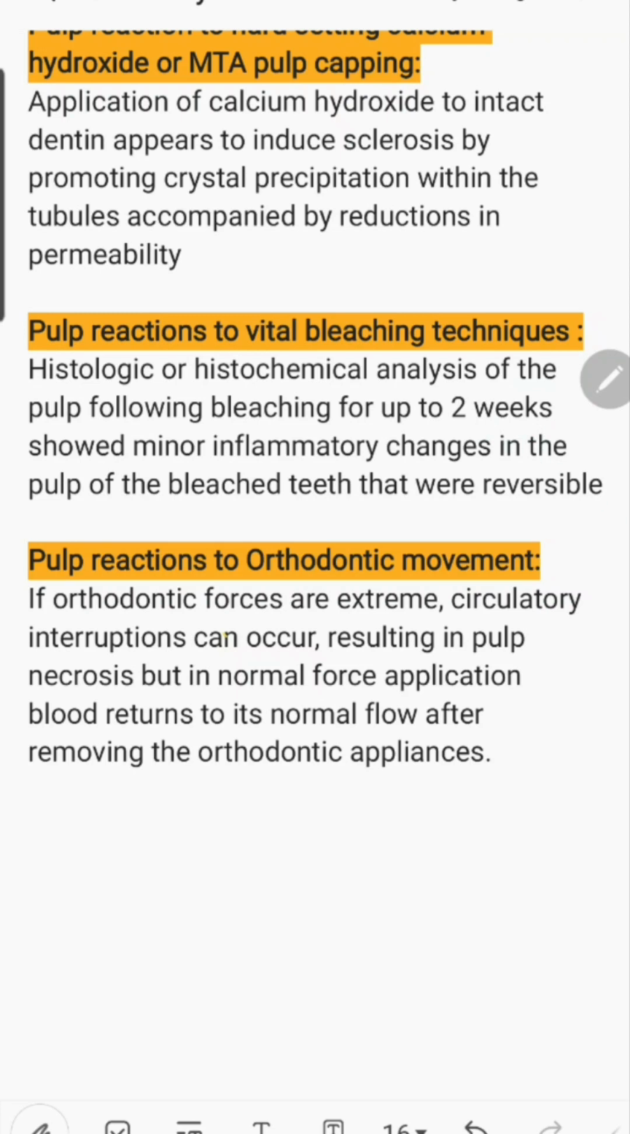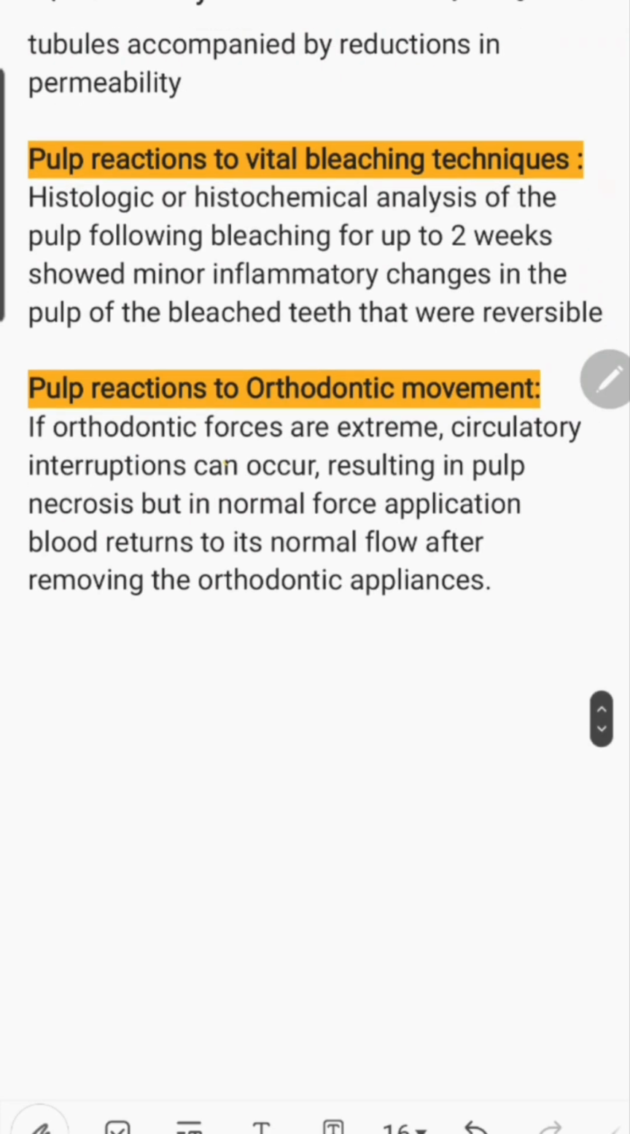The pulp reaction to vital bleaching techniques: histological analysis of the pulp following the bleaching for up to 2 weeks showed that there were minor inflammatory changes in the pulp of the bleached teeth and they were reversible, so the bleaching techniques are safe. The pulp reactions to orthodontic movement: if orthodontic forces are extreme, circulatory interruption can occur, resulting in pulp necrosis, but in normal force application the blood returns to its normal flow after removing the orthodontic appliances.